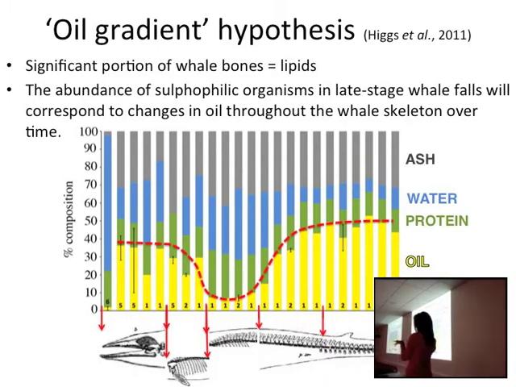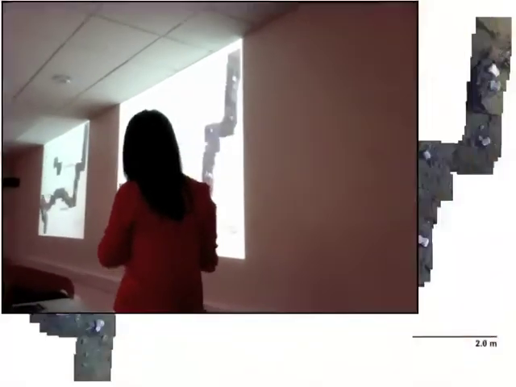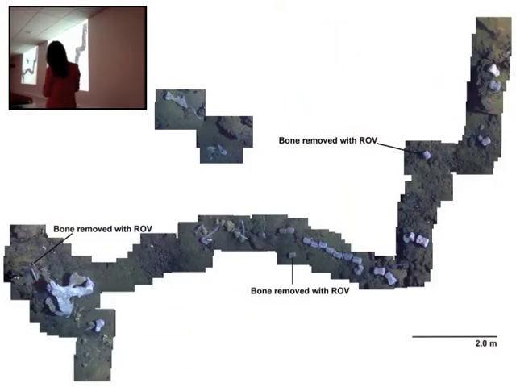But those bones that didn't have a lot of oil wouldn't have that much sulfophilic fauna on it. Yeah? And because the bacteria tend to be the primary producers and directly use the sulfides, he thought that the bacterial mats could be used as a proxy for lipid content of bones. So that was what I wanted to test.